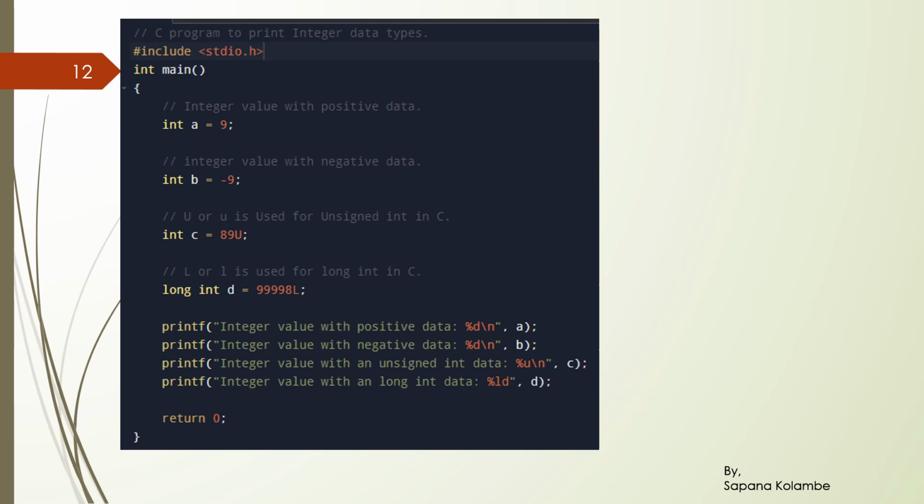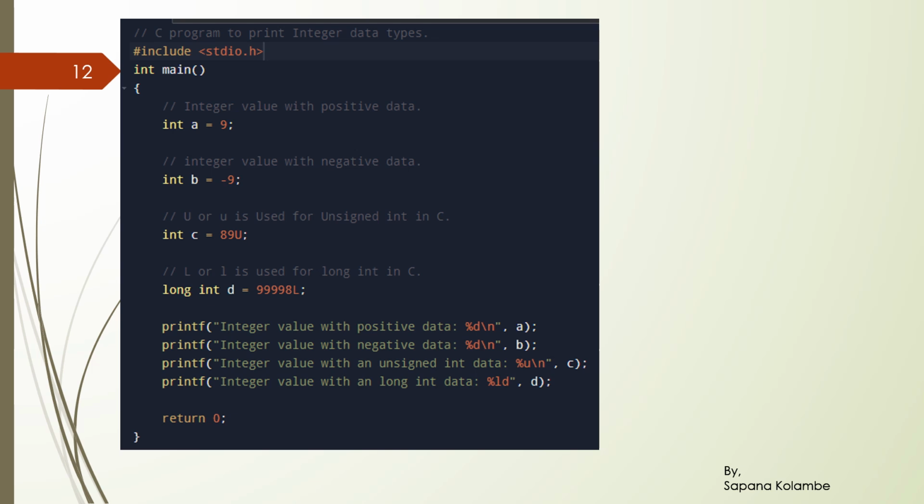Now this is another example, where we are using different values for the particular variables. Suppose int a equal to 9, int b equal to -9, int c equal to 89u, and long int d equal to 99998l. According to the different sizes of the numbers, we have used these.